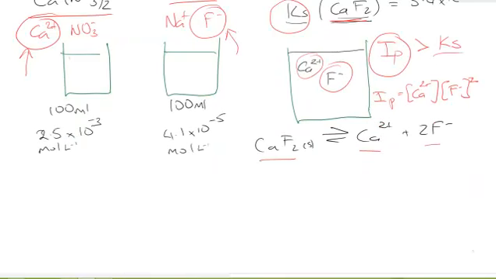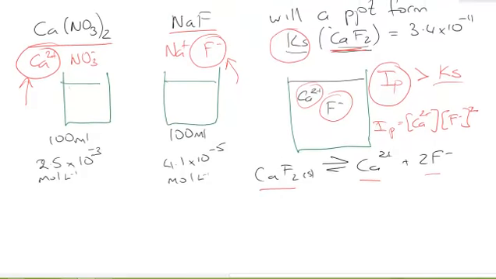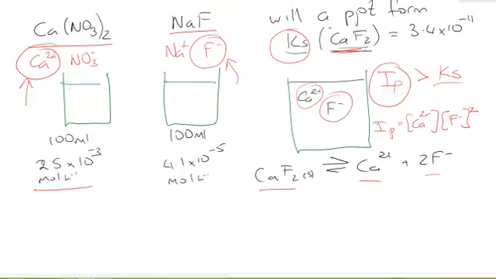Now, there are some complications to this. For a start, this concentration here, 2.5 times 10 to the negative 3, as soon as you combine 100 mils of this into 100 mils of this, you have diluted it. Just the same as if you took 100 mils of Coca-Cola and added 100 mils of water to it, it would not be the same strength as it was before. So you have to recalculate these concentrations, taking into account that it has changed.